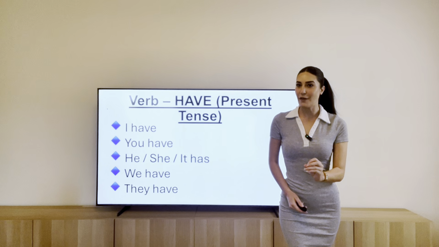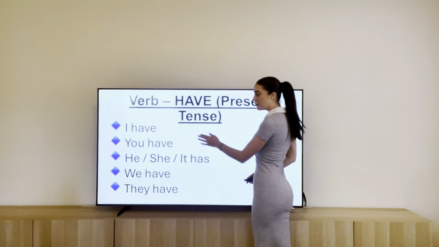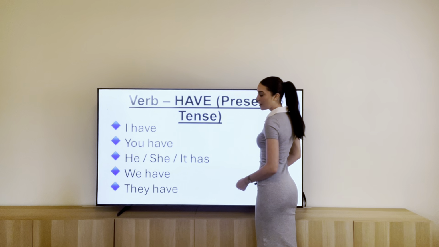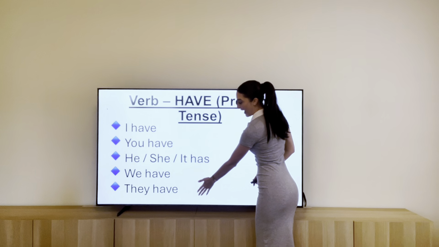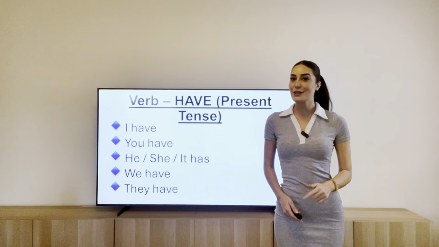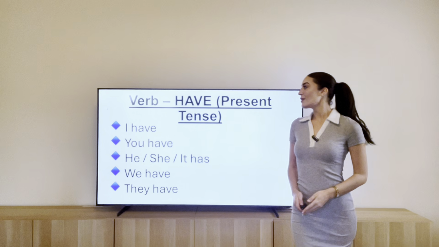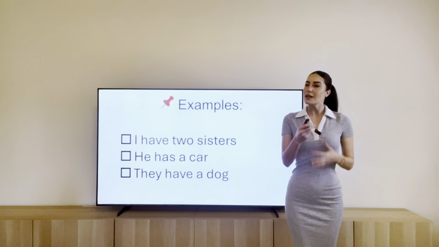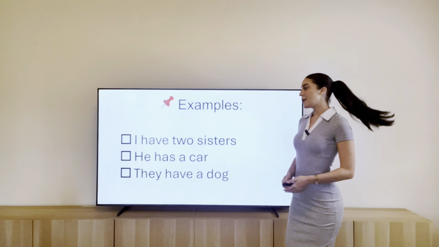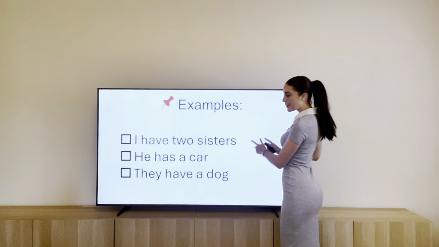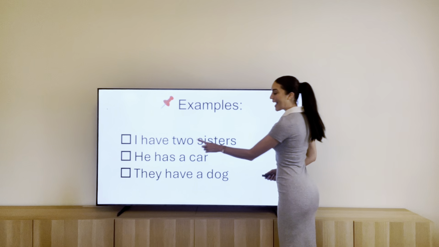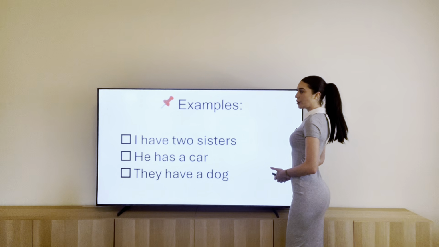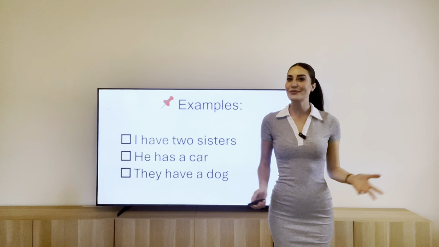Let's do that a little bit faster now. I have, you have, he, she, it has, we have, they have. Again, write those down. You're going to need them. All right, let's look at some examples of using the verb have in different situations. So you could say, I have two sisters. He has a car. They have a dog. Pretty easy. Let's move on.